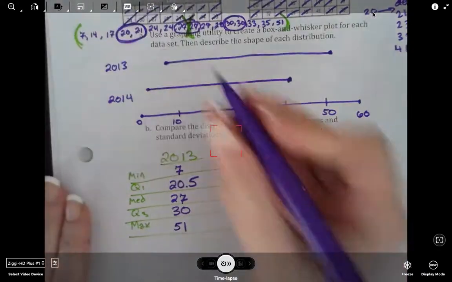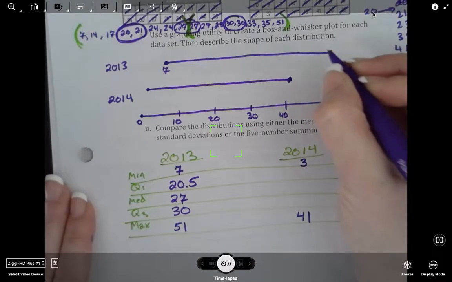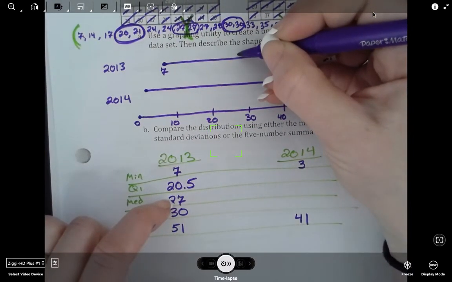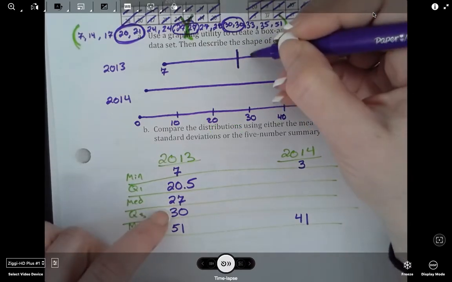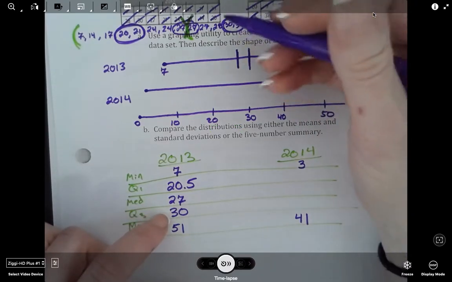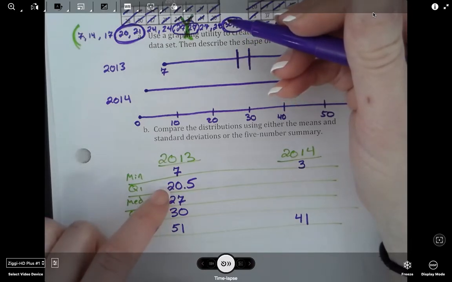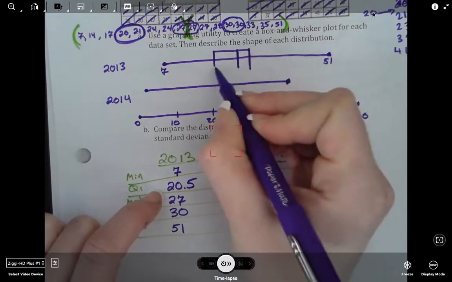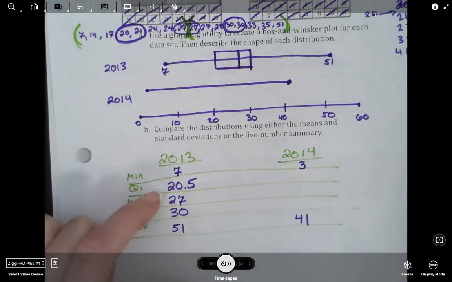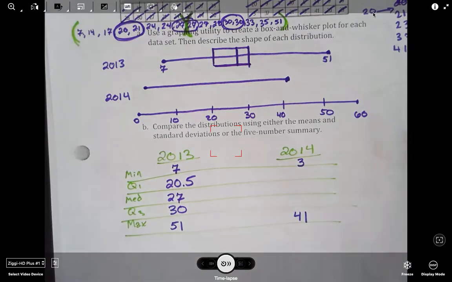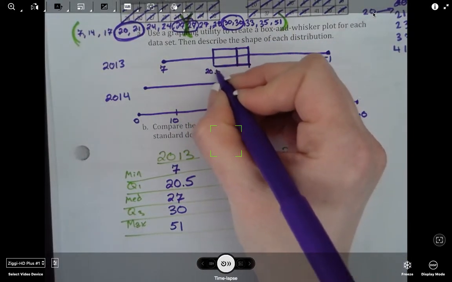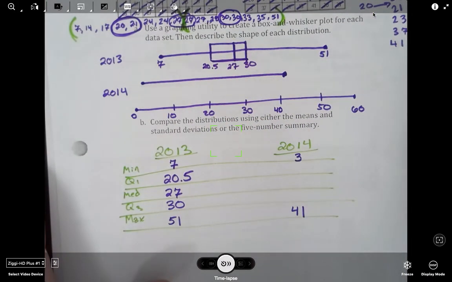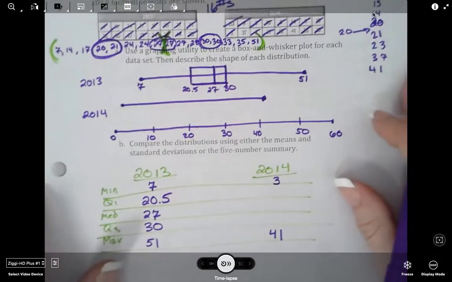I should probably label these. 7, 51. I'm going to mark 27, and that's going to be a bar. And I'm going to mark 30. And I'm going to mark 20.5. Okay, there's that. So 20.5, 27, 30. Okay, good?